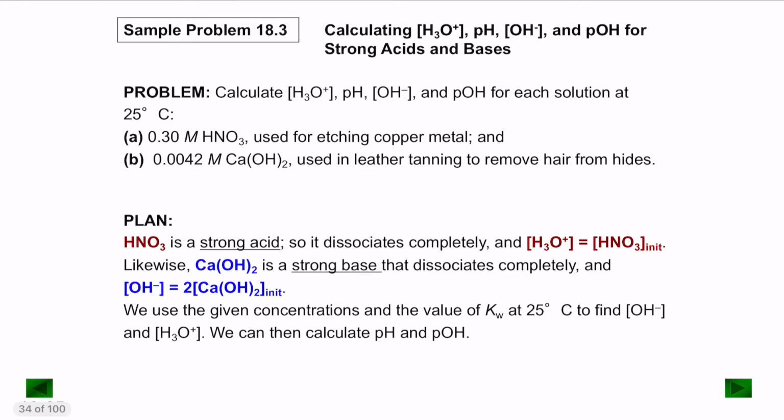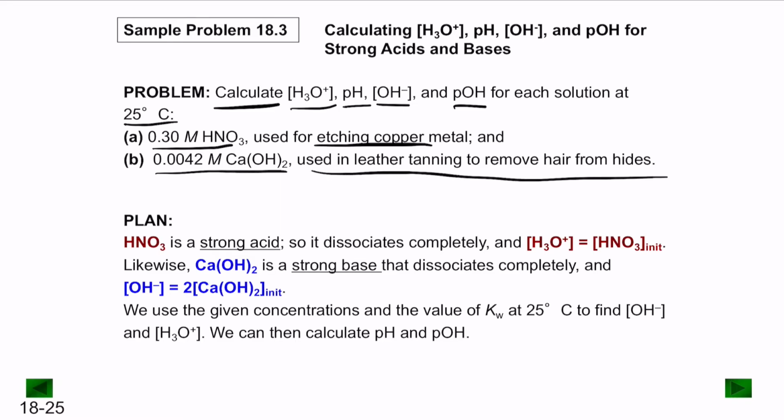So next, what is given here? Calculate H3O plus, pH, OH minus and pOH for each solution at 25 degrees centigrade. They have given 0.30 M HNO3, used for etching copper metal, and 0.0042 M Ca(OH)2, used in leather tanning to remove hair from hides. So let's take an example here of HNO3.